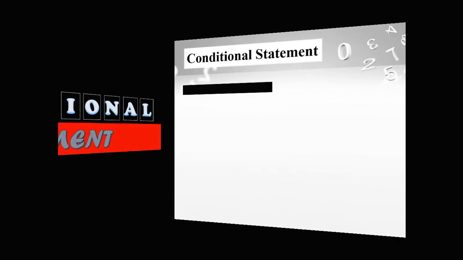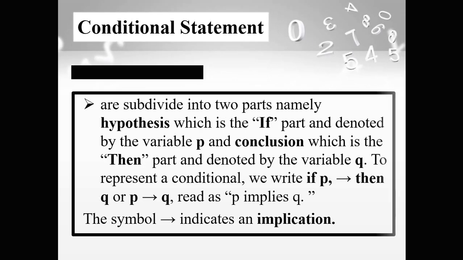So, ayan, pag-usapan po natin ulit si conditional statement. So, given lang po natin dito yung mga definitions ng tatlo. So, again, when we say conditional statement, are subdivided into two parts, namely hypothesis, which is the if part, and denoted by the variable P, and conclusion, which is the then part, and denoted by the variable Q. To represent the conditional, we write if P, arrow to the right, then Q, or P arrow to the right, Q reads as P implies Q. The symbol arrow to the right indicates an implication.